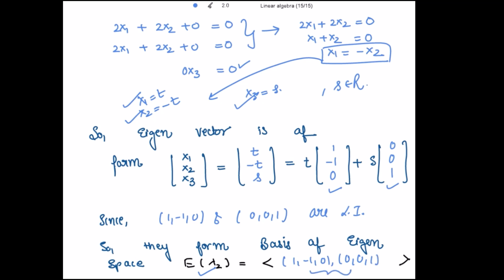So this is how we got the basis for the eigenspaces for the two eigenvalues, lambda 1 equal to 1 and lambda 2 equal to 5.